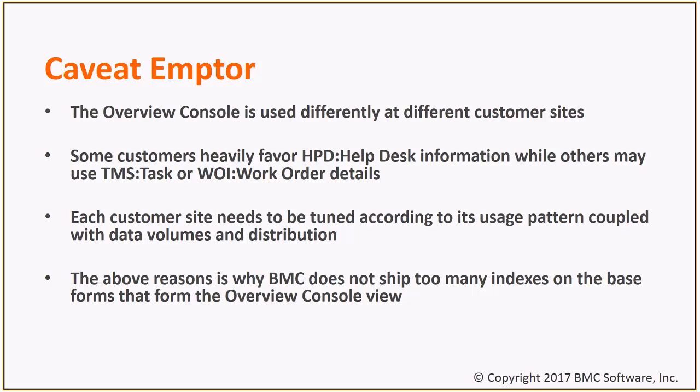The overview console, as I mentioned in the slide before, is a multi-way join. The base forms that are involved, there are 10 of them. And as I mentioned, the big hitters are help desk and work order and task and change and problem. And there are others also. So there are about 10 forms that form this union.